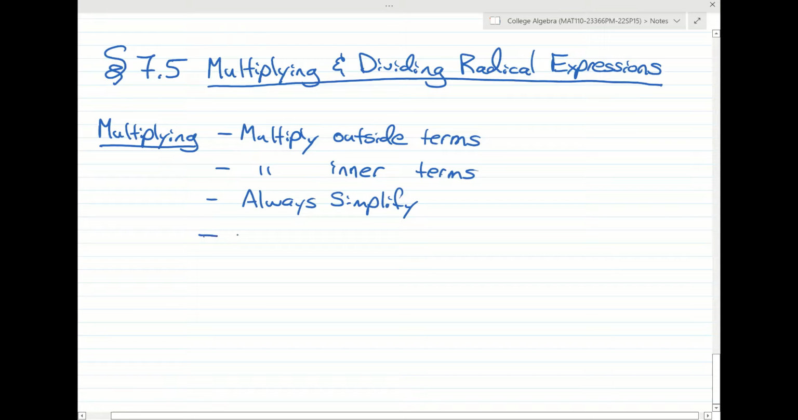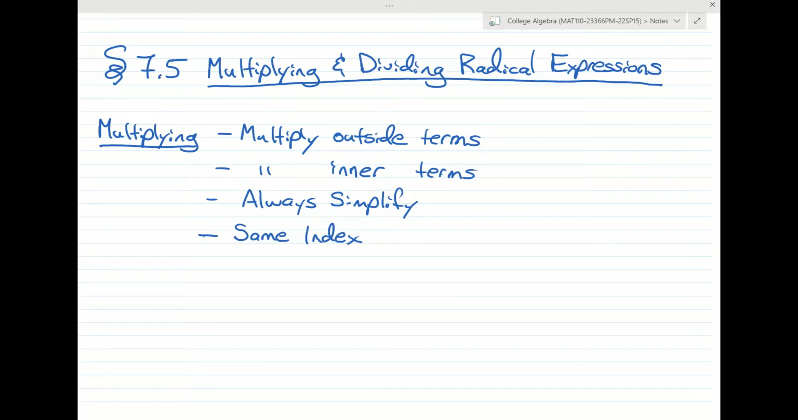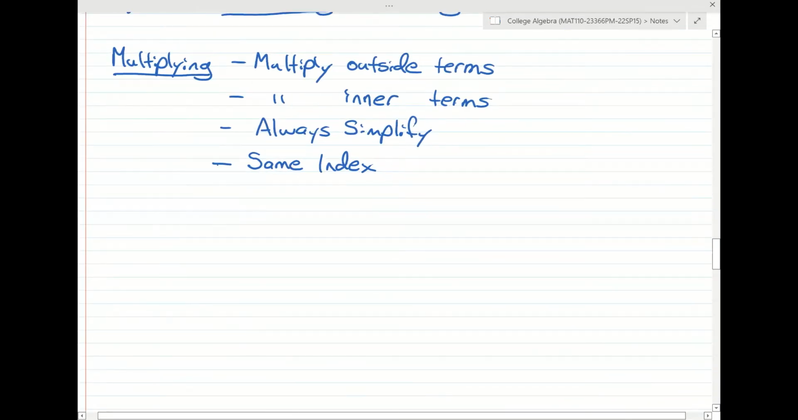They also have to have the same index in order to multiply them. Like we said in the last section, when you are adding or subtracting radicals, they have to have the same index and the same radicand. When you're multiplying radicals, they just have to have the same index. You multiply the outside numbers and you multiply the inside numbers separately. Let's just go through a few of these.